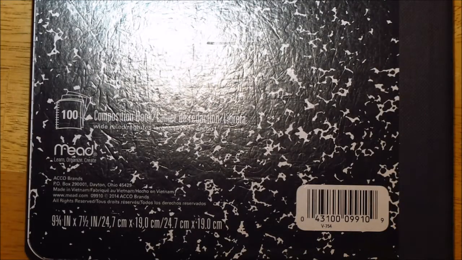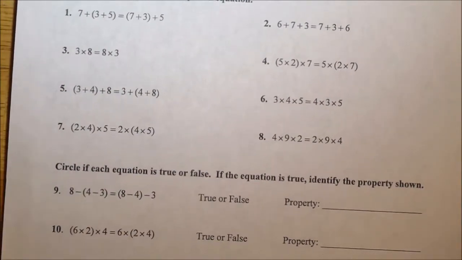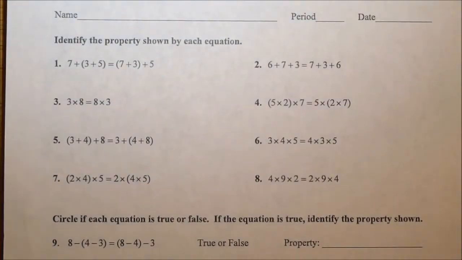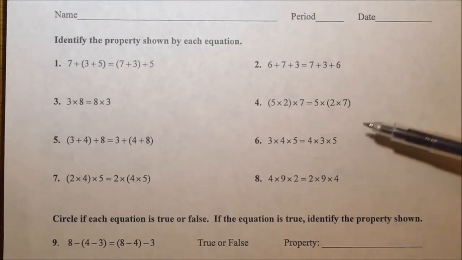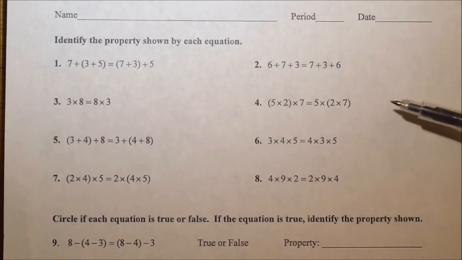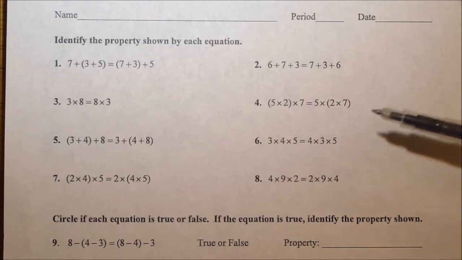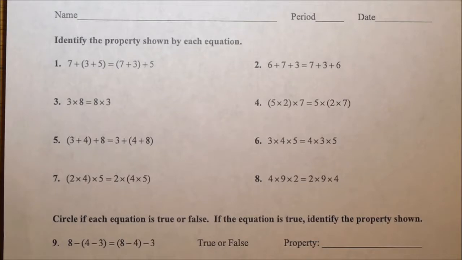Let's take a look at the worksheet. Worksheet is very much like your practice problems. The top part here is just asking to identify which property is shown. So you're just going to write next to it. And again, for me, you can write CP or AP. I don't care if you write out commutative and associative every time. Other teachers may feel different, so do what your teacher asks for you, but that's fine for me.